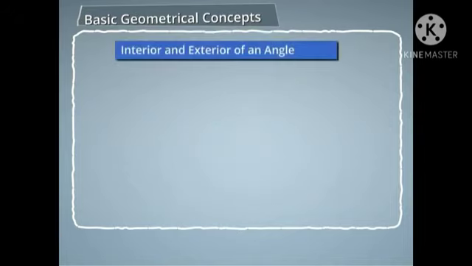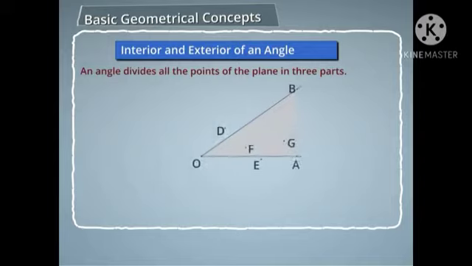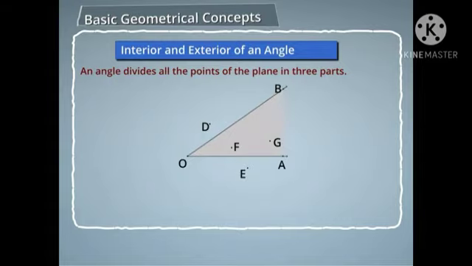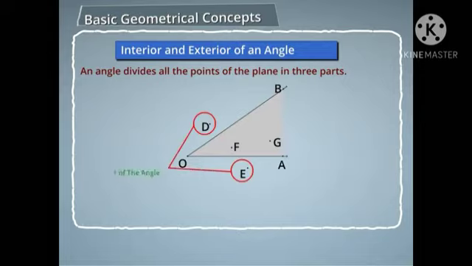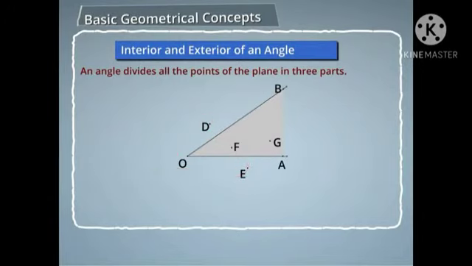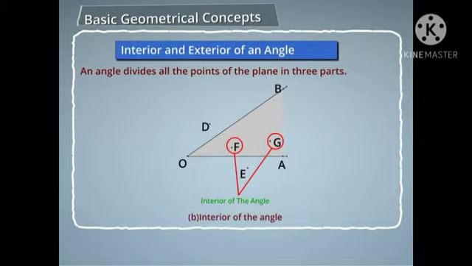Interior and exterior of an angle. An angle divides all the points of the plane in 3 parts. In angle BOA, the shaded portion is called the interior of an angle and the outside part is called an exterior of the angle. Points D and E are exterior of the angle. Points F and G are interior of the angle. Points B, O and A are on the angle.